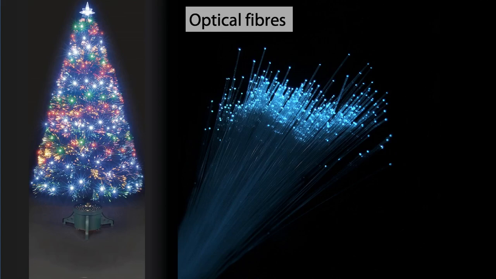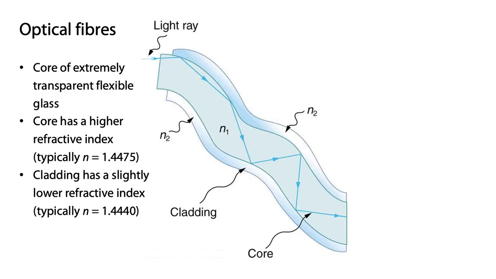Other applications of total internal reflection include optical fibres. So here's a somewhat frivolous application of optical fibres. There are some more serious applications as well. In optical fibres, you have two parts of transparent material, two transparent flexible glasses, a core and then an outer cladding, which have slightly different refractive indexes. Because they have slightly different refractive indexes, they have very large critical angles.